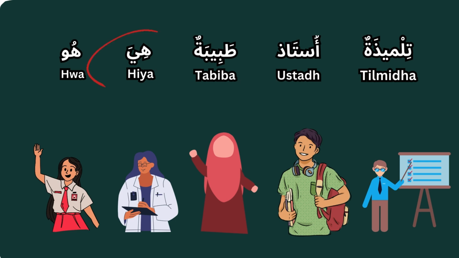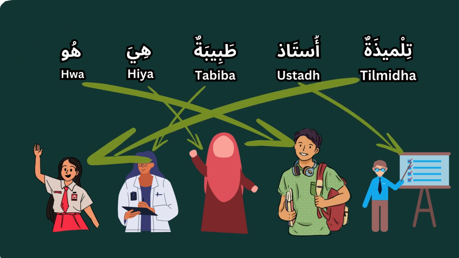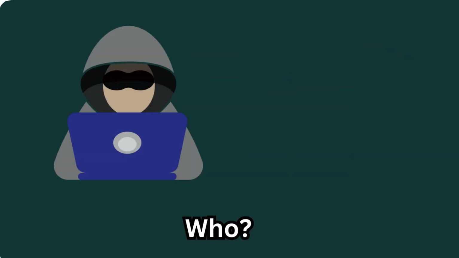What about the pronoun here? It is she. And the pronoun huwa means he. So from the right: tilmidatun, ustadun, tabibatun, hiya, huwa. Ahsantum.